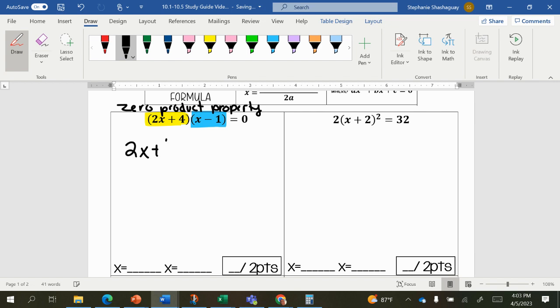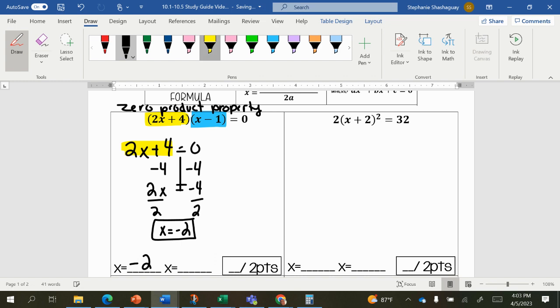be equal to 0. So I'm going to take this first factor, 2x plus 4, set it equal to 0, and solve for x. So if I subtract 4 and subtract 4, 2x then equals negative 4. Divide by 2, x is equal to negative 2. So that would be my first answer, negative 2.